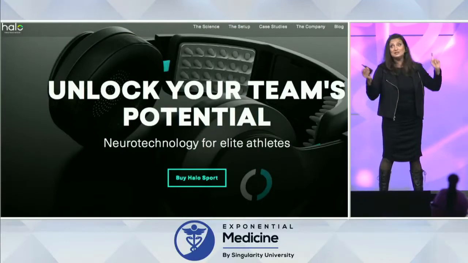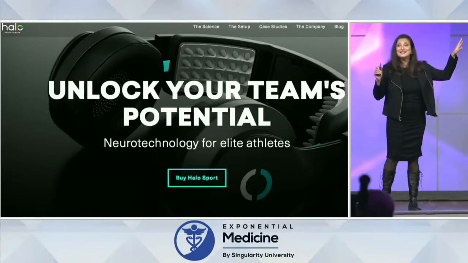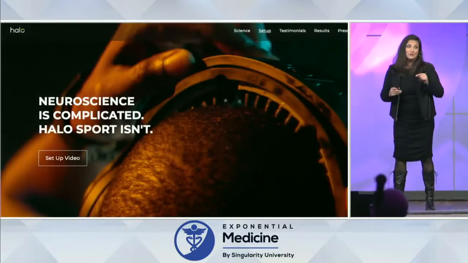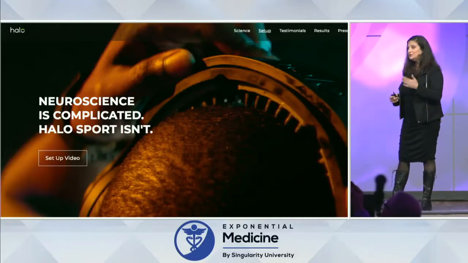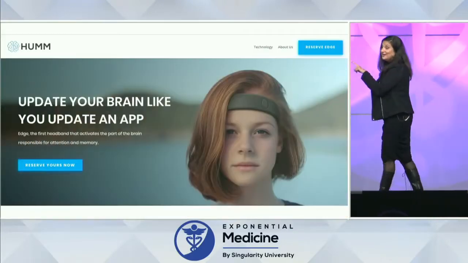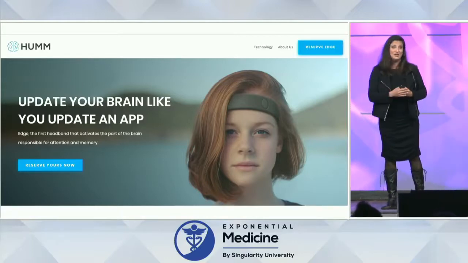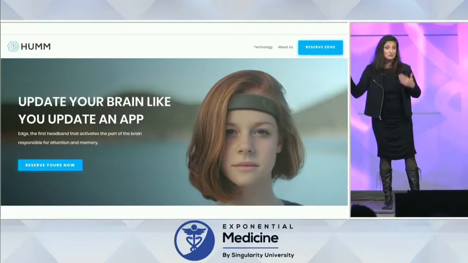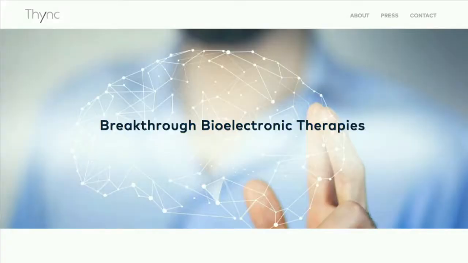Now, you're going to see some of these devices in our demo area, but companies like Halo, they're actually trying to use direct current stimulation to the motor cortex 20 minutes before athletes begin to train to improve their motor performance. I know for a fact Hum is back there, and again, I'm not making endorsements for any companies, but I'm trying to let you know that this entire movement has really started. This is actually to improve your working memory, and Think, who was here a couple of years ago, originally started by trying to use non-invasive neuromodulation to improve mood and sleep.